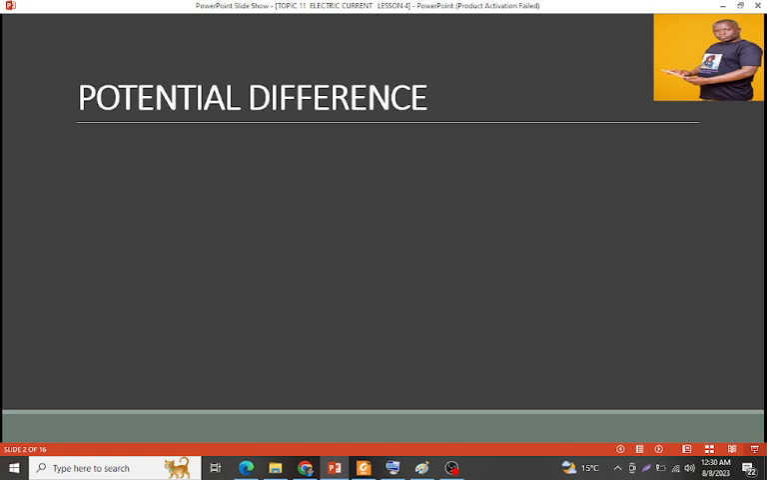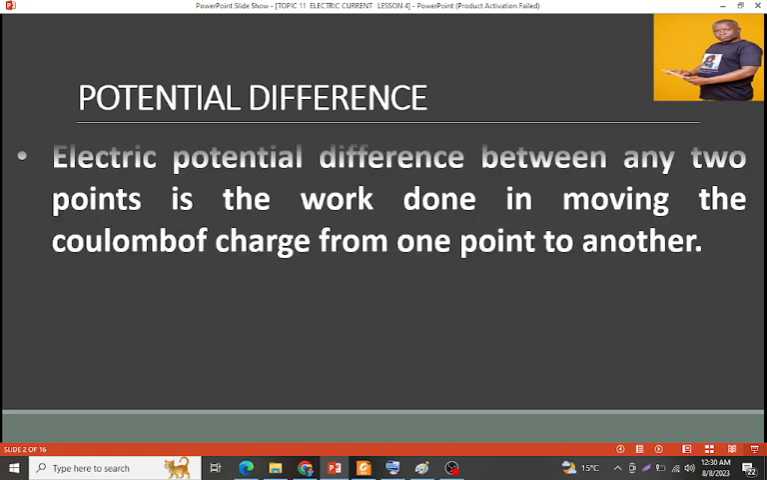Let's define potential difference. In physics, potential difference or electric potential difference between any 2 points in a circuit is the work done in moving a coulomb of charge from one point to another.